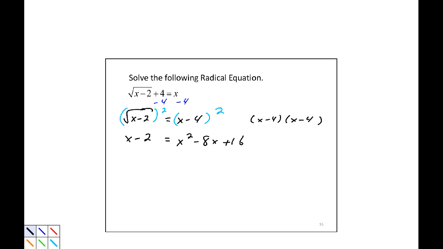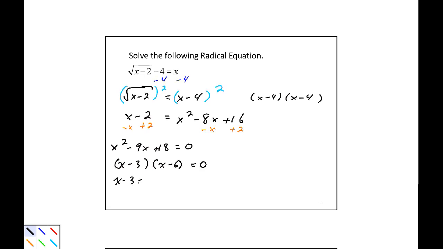Now we can't just solve this because it's not a linear equation. We need to get everything on one side and factor. So I'm going to subtract x and also add 2. So that I have x squared, I'm switching the sides as well, minus 9x plus 18 equals 0. Now that does factor as x minus 3, x minus 6. Now we'll set each of those equal to 0 as we did in the previous section. And this is x equals 3 or x equals 6.